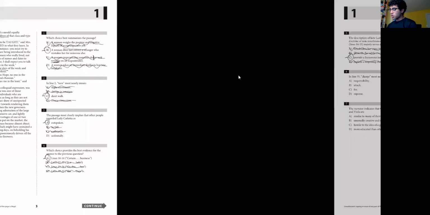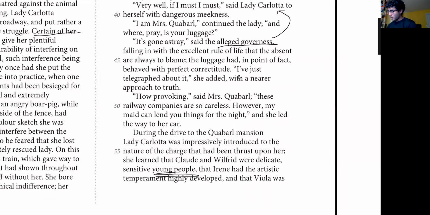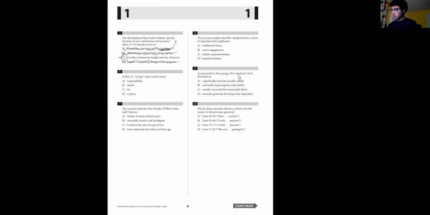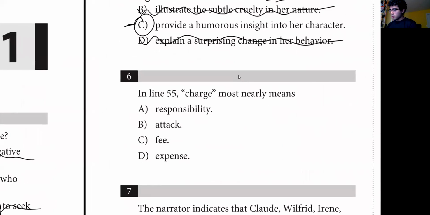Line 55, charge. I'm assuming this is right here. Yeah. So during the drive to the Corbel mansion, Lady Carlotta was impressively introduced to the nature of the charge that had been thrust upon her. So the charge, I'm assuming, is the responsibility that has been outlined for her. Yeah, A looks really good.